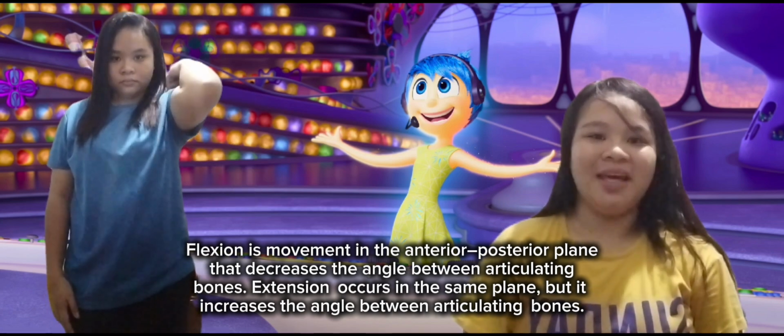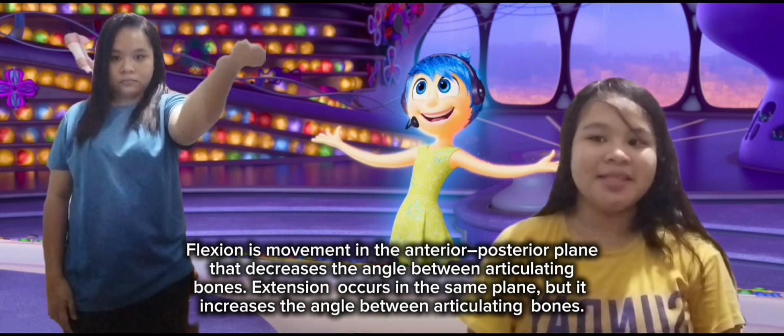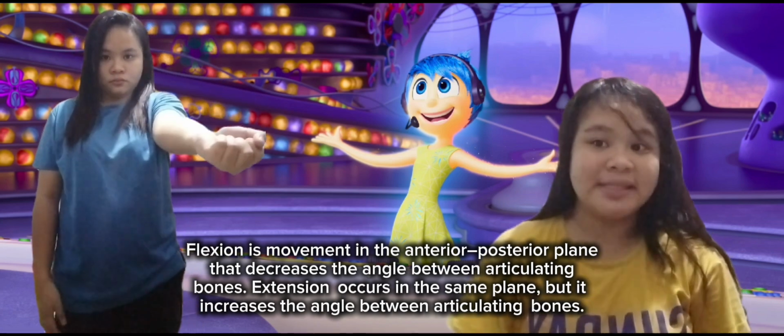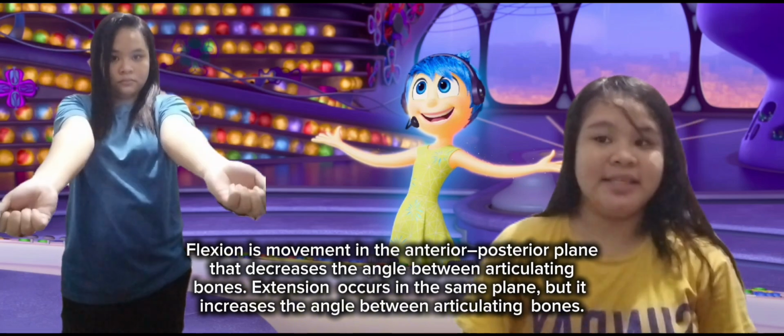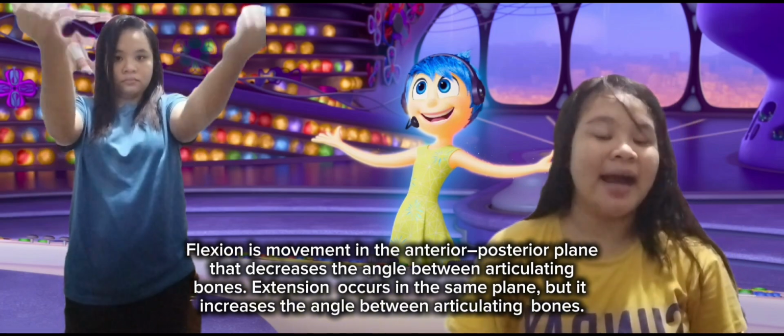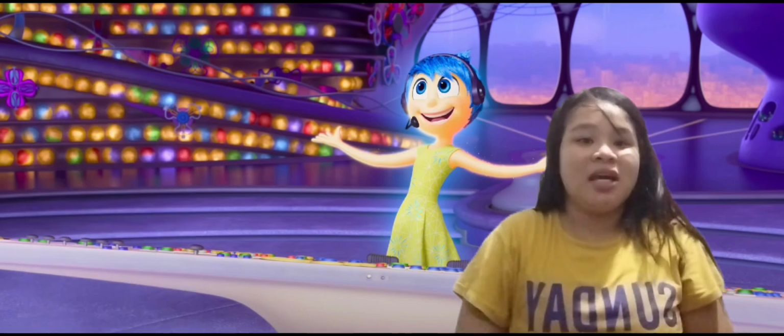Flexion is the movement in the anterior and posterior plane that decreases the angle between articulating bones. And extension occurs in the same plane but it increases the angle between articulating bones. Thank you, Sadness. You did great!